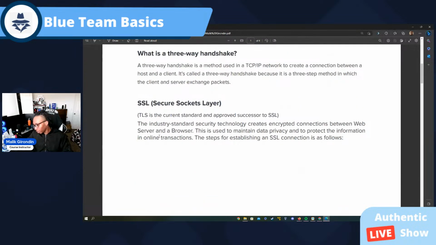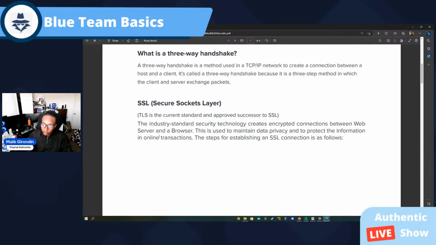Three-way handshake, guys. This is NOC network basics. We went over this last night. If you guys didn't watch that networking stream, we talked about the three-way handshake. All right. The three-way handshake is a method used in TCP/IP networks to create a connection between a host and a client. It's called a three-way handshake because it is a three-step method in which the client and server exchange packets.